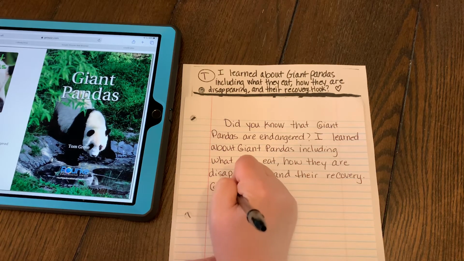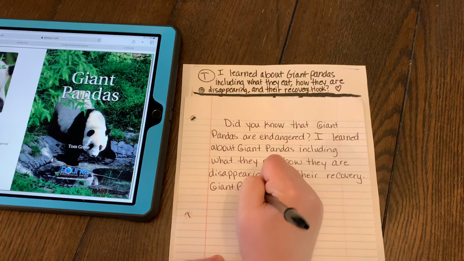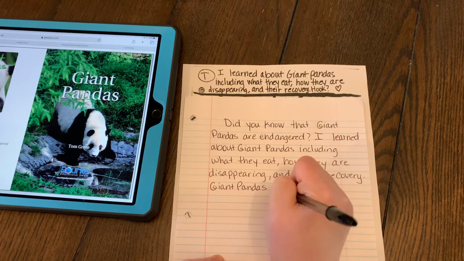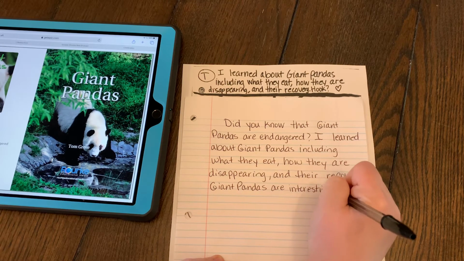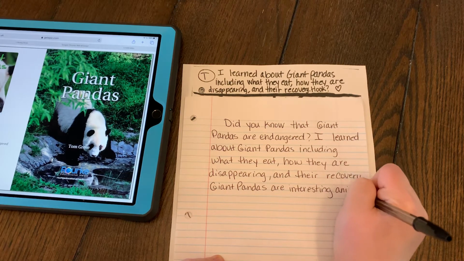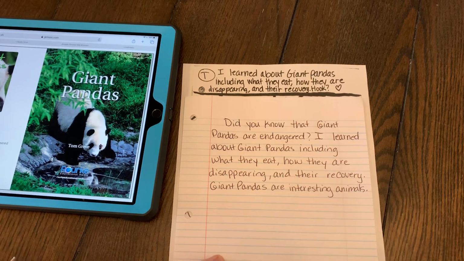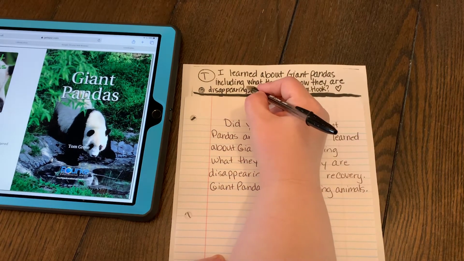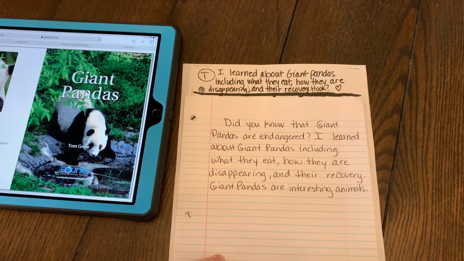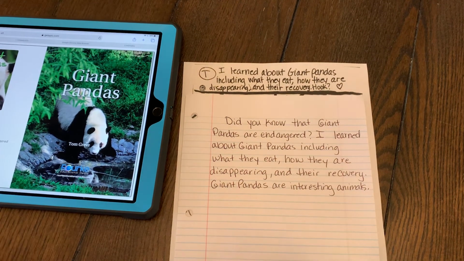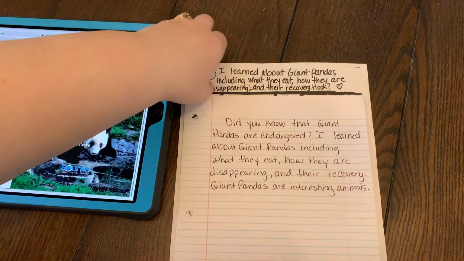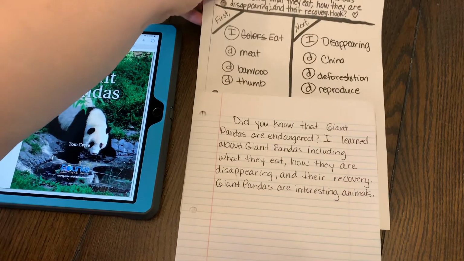Giant pandas are interesting animals. Okay, I'm finished with my introduction paragraph, so I can put a check right here over my topic sentence box. This whole entire box is finished. I like to check mark off what I've worked on my Foursquare to kind of keep me focused.